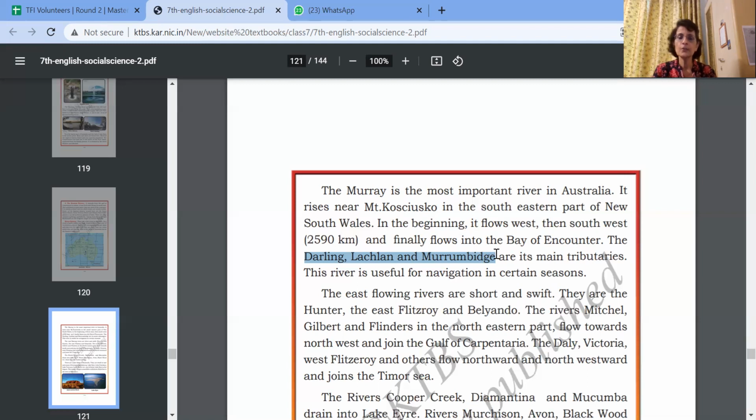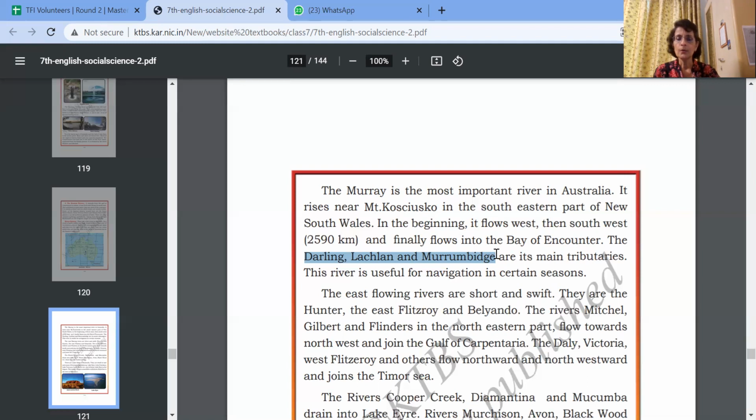And these rivers are very useful for navigation in certain seasons. So navigation means you can go on it with boats or maybe smaller ships. You can actually take a ride on the river.